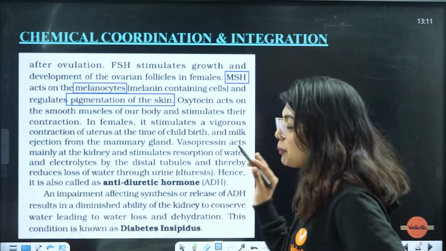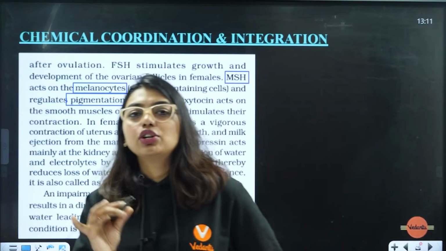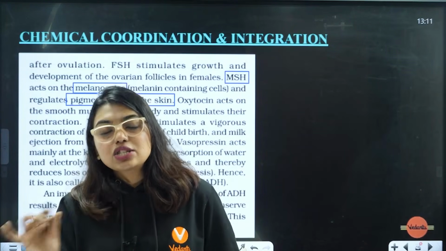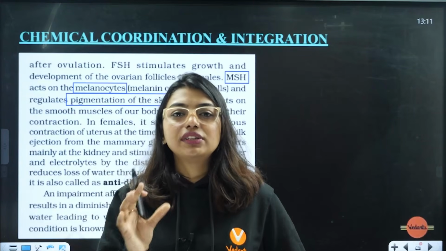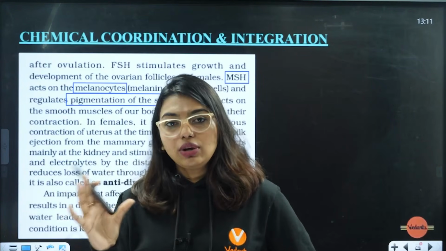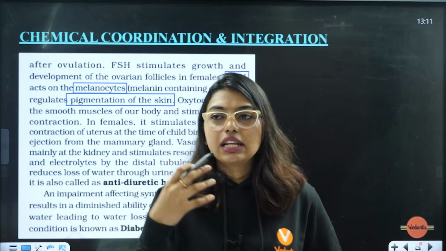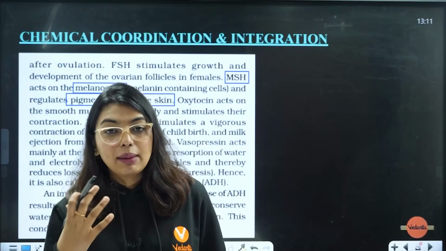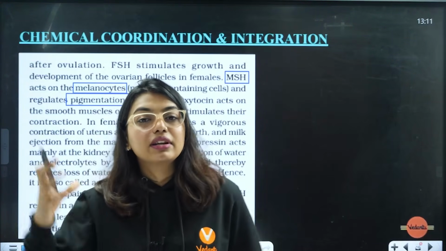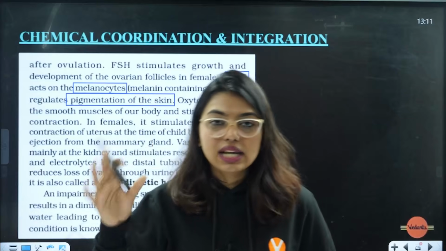Melanin secretion is also affected a little by lifestyle and food habits, because food habits play an important role in things like dark circles and pigmentation. But the melanocyte is the main one.